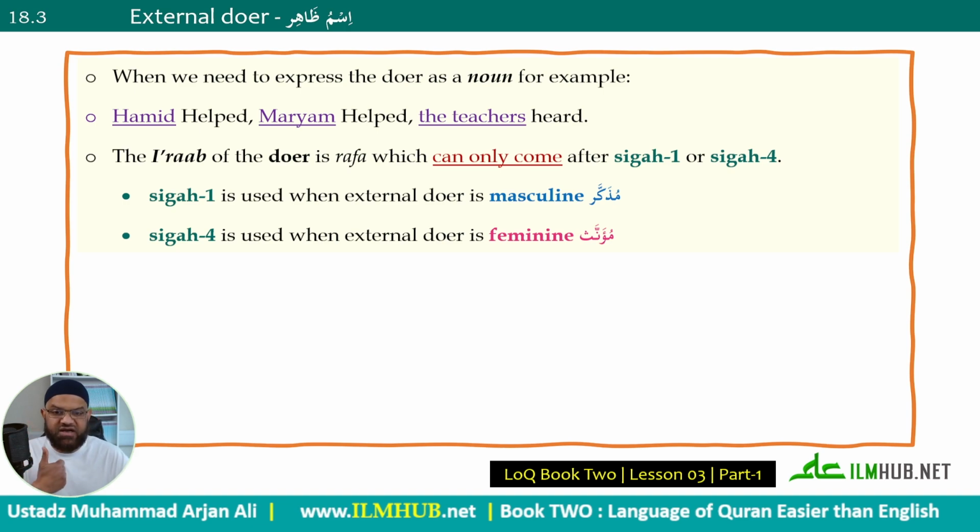So if the doer coming after the verb is masculine, then you have no option but to use Sighah number 1. So by that I mean dhahaba, which we did before, he went. Nasara, he helped. Alima, he knew. Karuma, he was noble. These are just a few examples of the verbs we've already done. Now, it does not matter whether the doer is definite or indefinite. It does not matter whether the doer is singular, dual, or plural. You will only use Sighah number 1 when it is masculine.